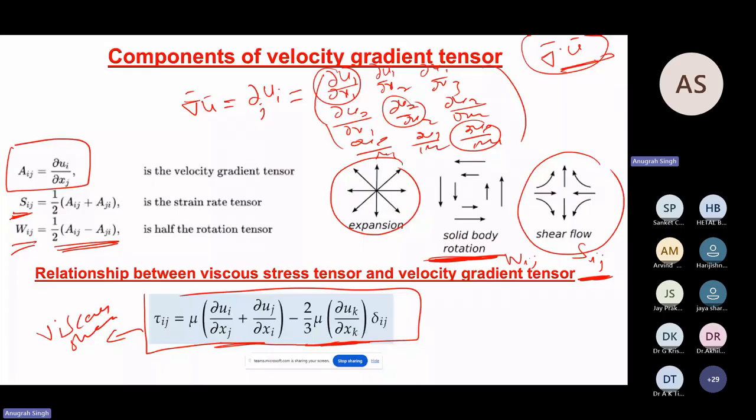The trace part. Why is this there? Because we have not specified. If it is a compressible fluid, this component will also be there, which means there will be stresses generated due to expansion and contraction. But if your fluid is incompressible, this term will be 0. So your viscous stress is simply mu times grad u and its transpose. So we should relate tau_ij to this rate of deformation tensor.